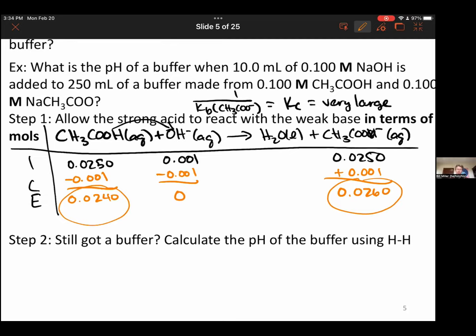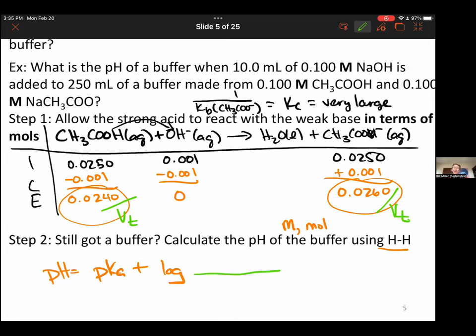Yes, calculate the pH of the buffer using the Henderson-Hasselbalch equation. So that's going to be pH equals pKa plus log of our conjugate weak base. And here's something new we can do. You can use the Henderson-Hasselbalch equation in terms of molarity, which we've done. You can also use it in terms of moles. And that's because the volume is the same. If you convert both to molarity over your total volume and put them one over the other, the total volume cancels out. That's why you can do moles here.